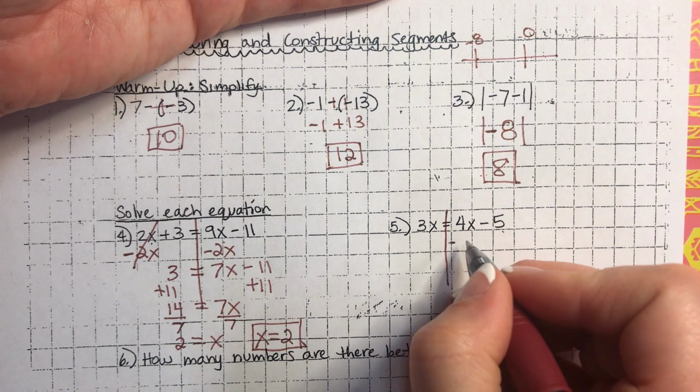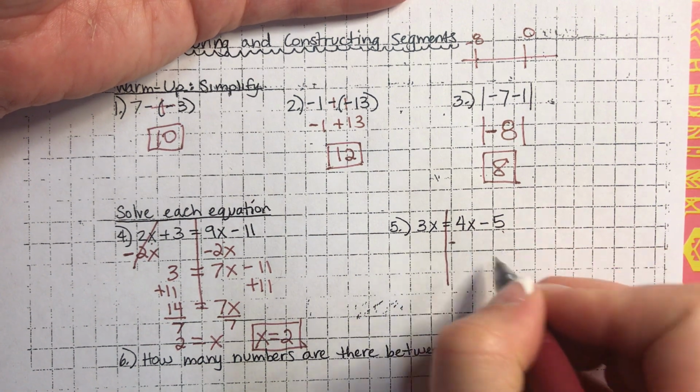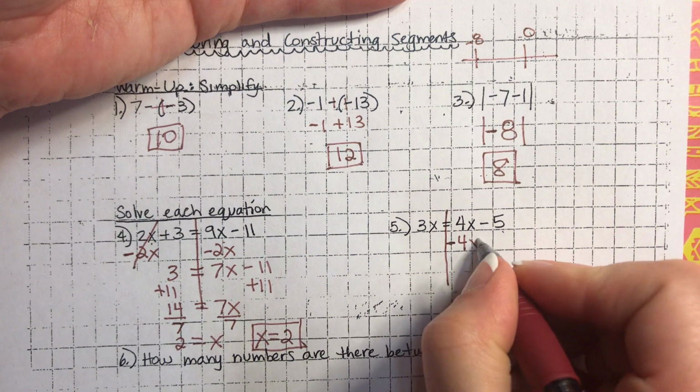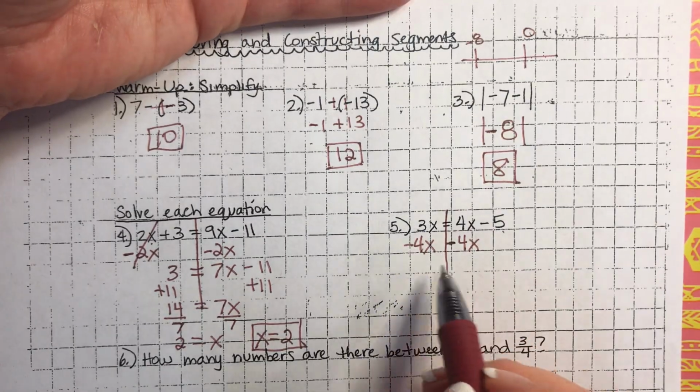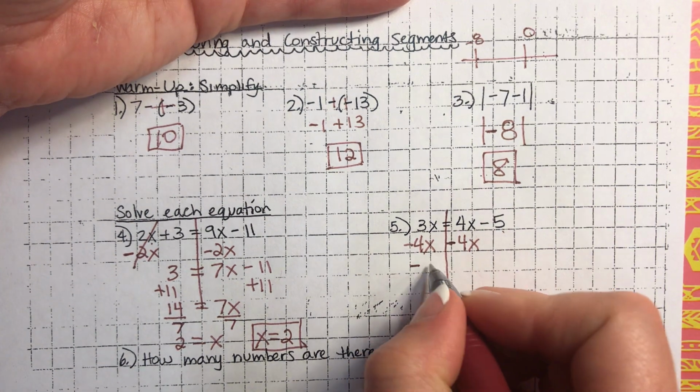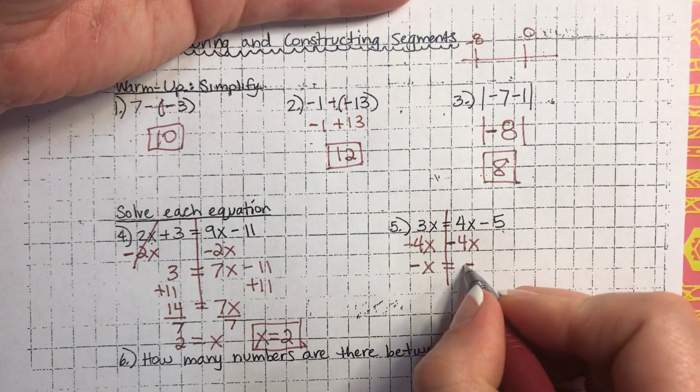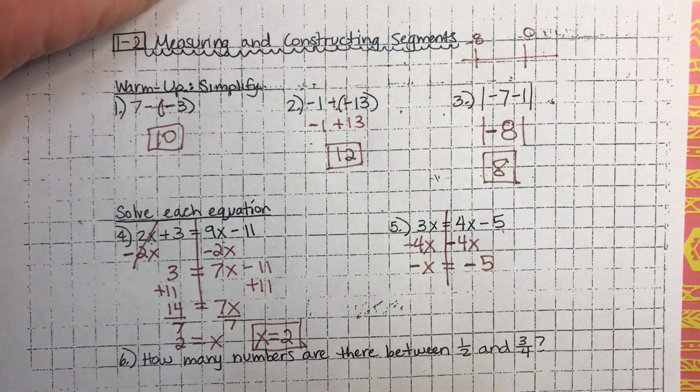And so I'm going to do the inverse operation of this positive 4x, which would be negative 4x. So we have 3x minus 4x, which ends up being negative x, equals negative 5.